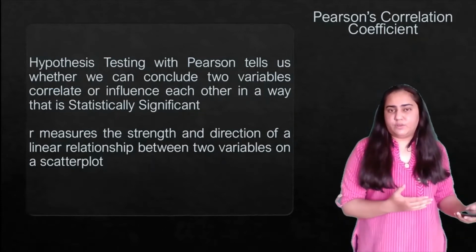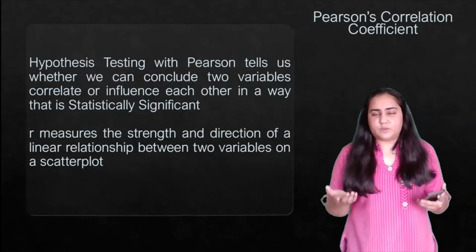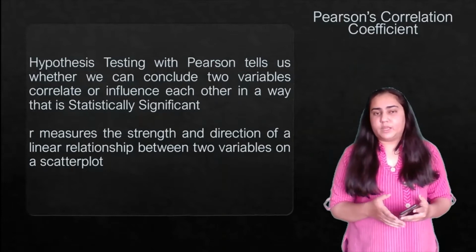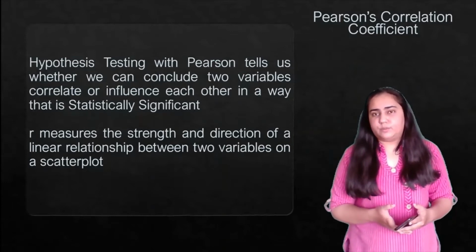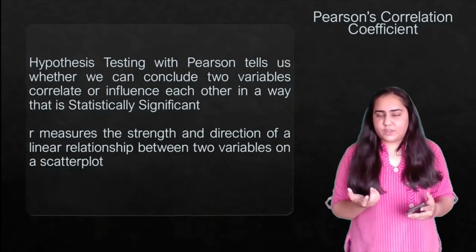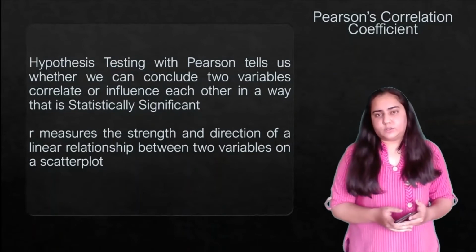Whether, if one variable increases, the second one decreases or increases. That sort of relationship is also in the picture when we talk about Pearson's correlation coefficient. And if we can find the value of this R, then we can answer all these questions.